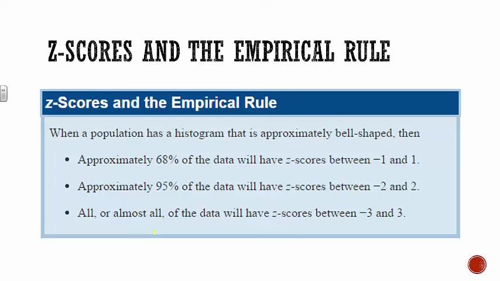All right, so how does that apply to the empirical rule? Well, 68% of the data will be within one standard deviation of the mean, so your z-score would be between -1 and 1. 95% of your data will be within two standard deviations of your mean, so your z-score will be between -2 and 2, and then almost all of your data will be within 3 standard deviations of your mean. So you'll get -3 and 3.